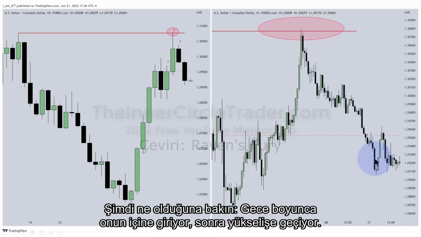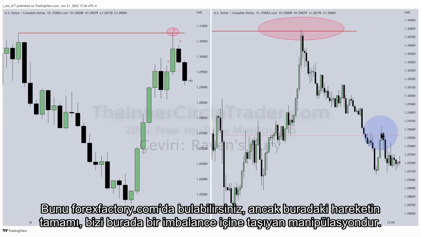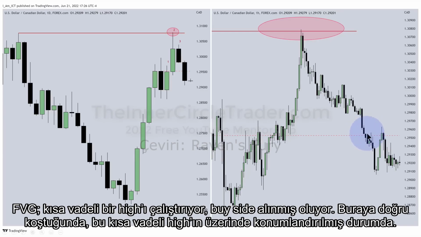So watch what happens. It goes into it overnight, then it rallies. This rally here is ahead of the 8:30 news driver on the economic calendar. You can find it on forexfactory.com. But this movement here, this is all manipulation. That takes us up into an imbalance here, a fair value gap, running a short-term high. Buy side has been taken when it runs here. That's anchored above this short-term high.